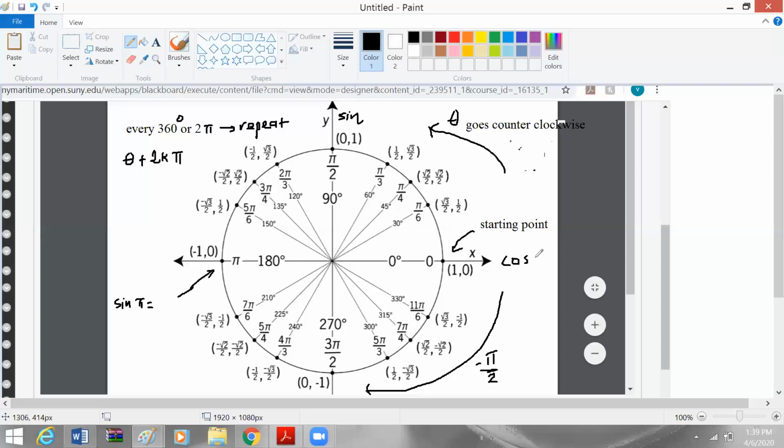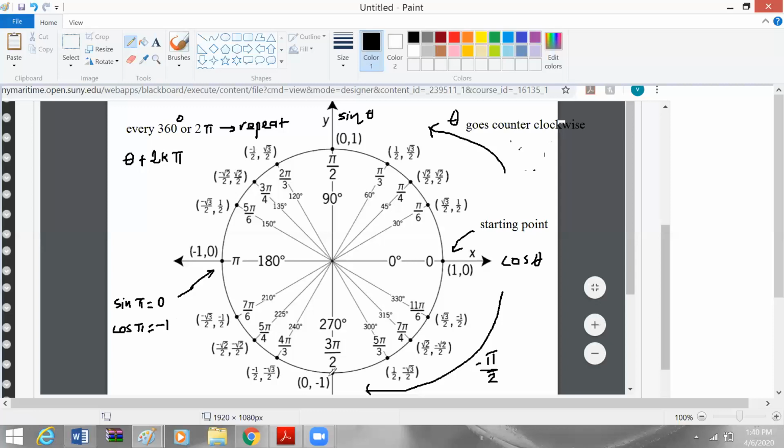Okay. Just want to make sure that we don't get confused. In this case, sine of pi, which is sine of 180 degrees, equals 0. But the cosine of pi, on the other hand, we can see that after 180 degrees, it goes from the left to the right, and the answer will be -1.